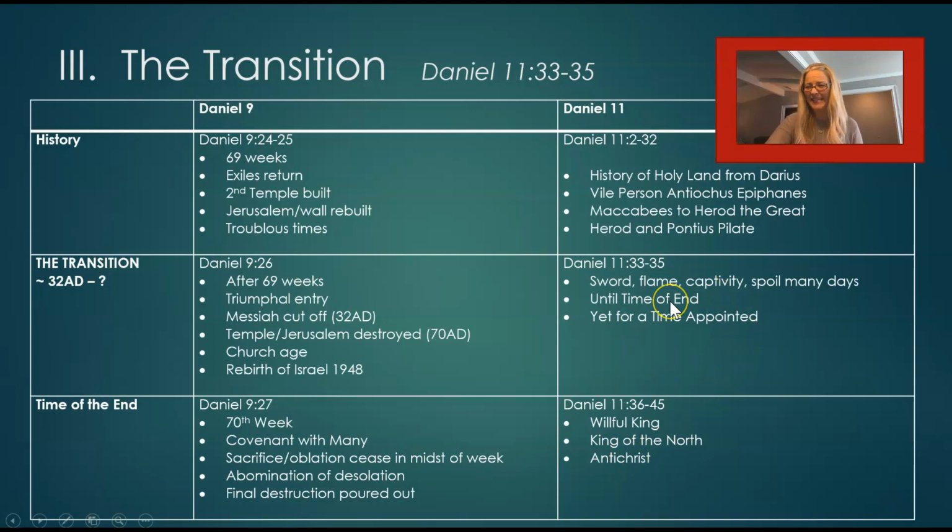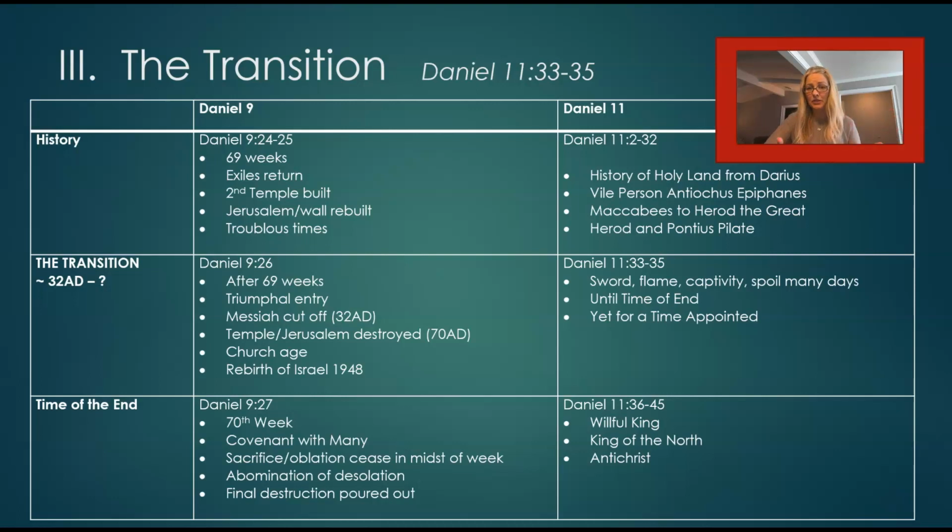Now, this gap in the prophecy from antiquity to modern times to the end has also occurred before in Daniel chapter 9. Recall in the prophecy of the 70 weeks, we considered the first 69 weeks leading up to the triumphal entry of Christ, and it was during this 69 weeks that the exiles returned after the Babylonian captivity. They rebuilt that second temple, they rebuilt Jerusalem and specifically the wall, and it was very tumultuous and troublous times.